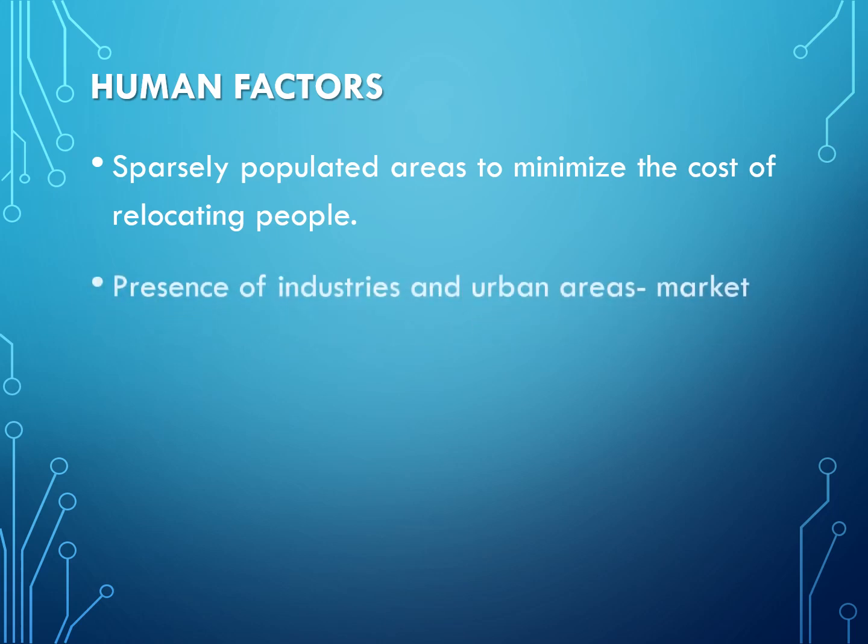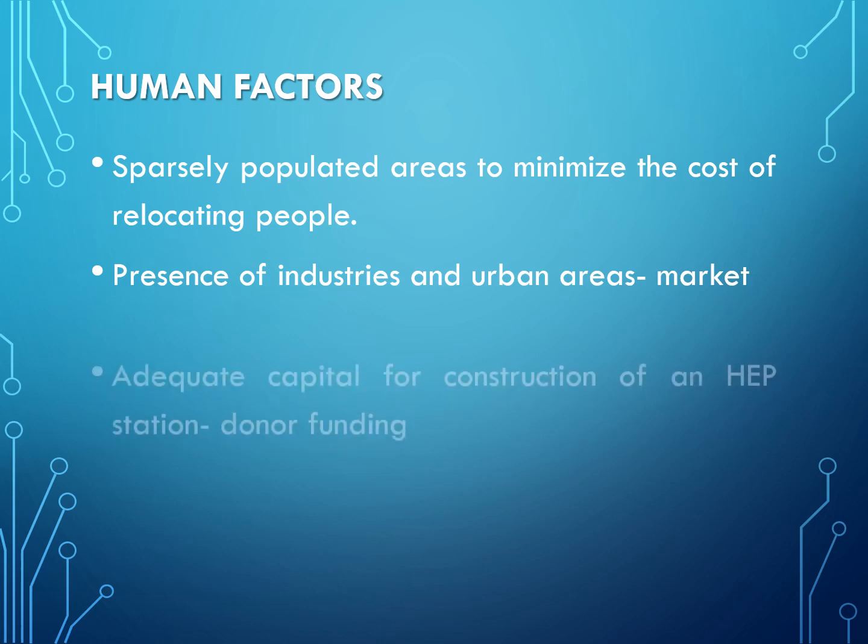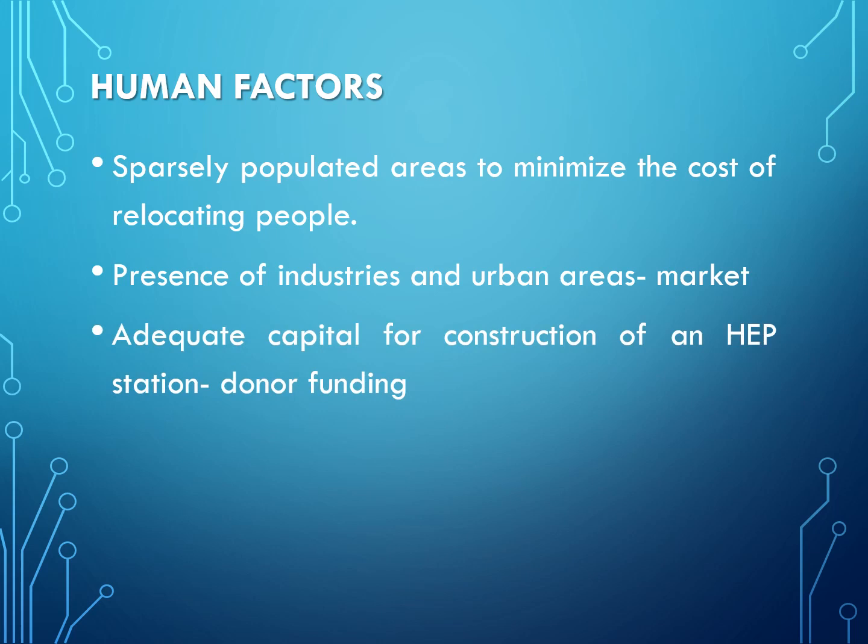Two is the presence of industries and urban areas nearby to provide the market. If you look at where the Masinga dam and the rest are, most of them are constructed closer to Nairobi and other larger towns, Meru, Nyeri, and these of course provide the market for HEP. Then adequate capital, especially from donor funding. We look at most of our hydroelectric power projects, and they are donor funded, so the capital was available.